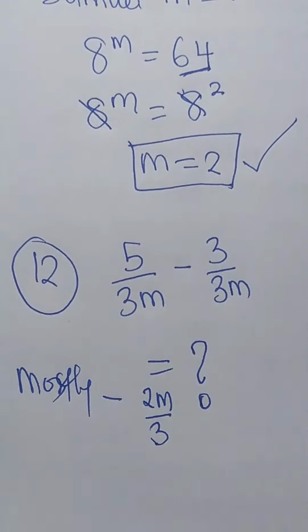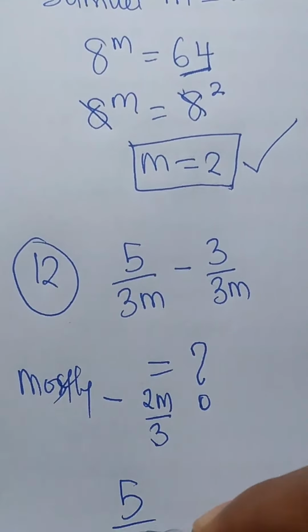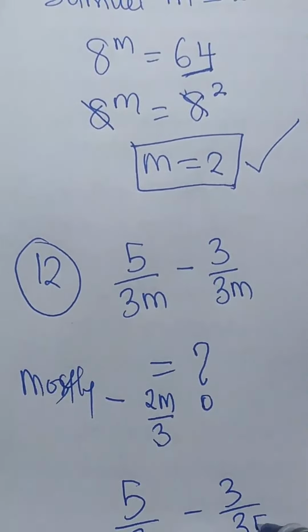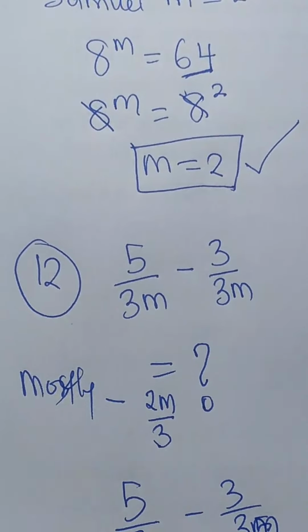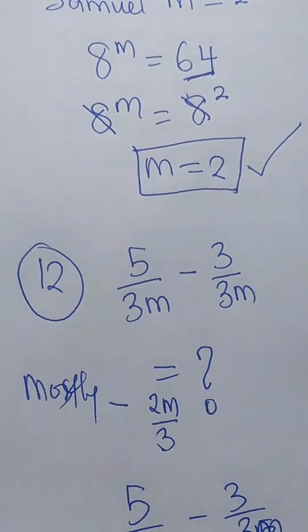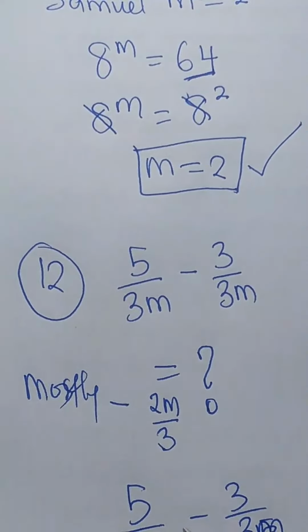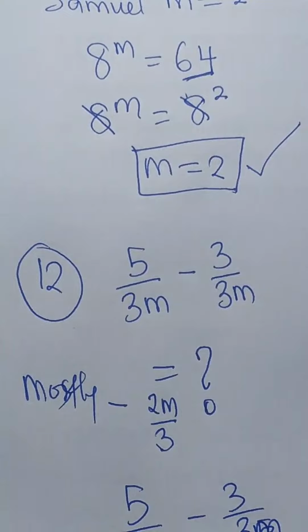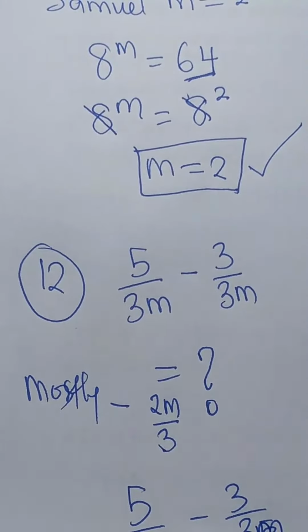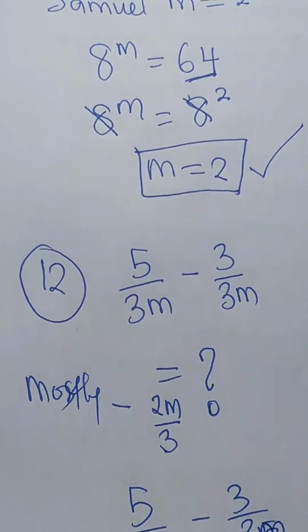So let me solve it. To solve this question is easy. We have 5 over 3m minus 3 over 3m. All right. So the first thing to do, take the LCM. Now the two are the same. The LCM is 3m. 3m divided by itself will give us 1. 1 times 5 will give us 5 minus 3m divided by itself will give us 1. 1 times 3 will give us 3. And this is equal to 5 minus 3 is 2 over 3m.